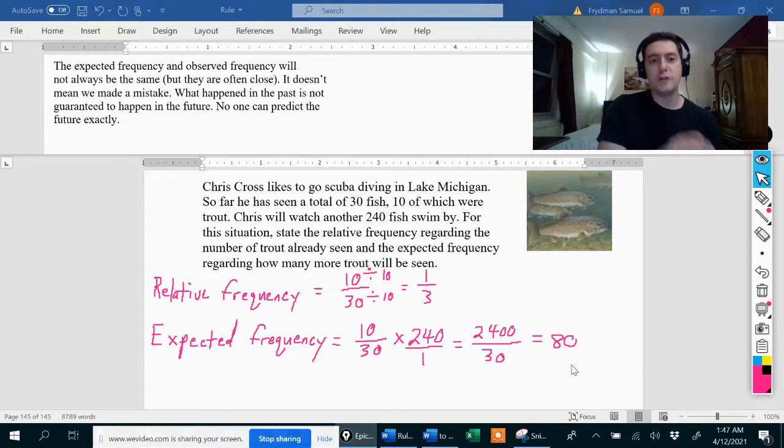The observed frequency, how many trout we actually observe in the water, will often be very close to the expected frequency. But if it's not exactly the same, that doesn't mean that we made a mistake anywhere. It's just because you can't predict the future, right? So the expected frequency and observed frequency will not always be the same, but they are often close. This is basically what I've already said. What happened in the past is not guaranteed to happen in the future. No one can predict the future exactly. Okay, so I'm going to move on to the next problem.